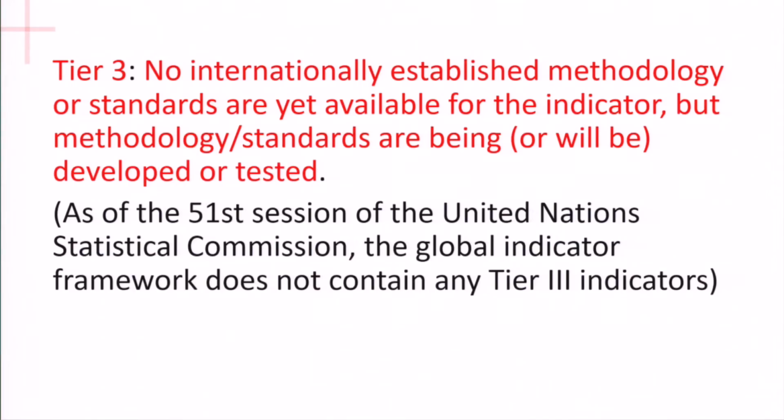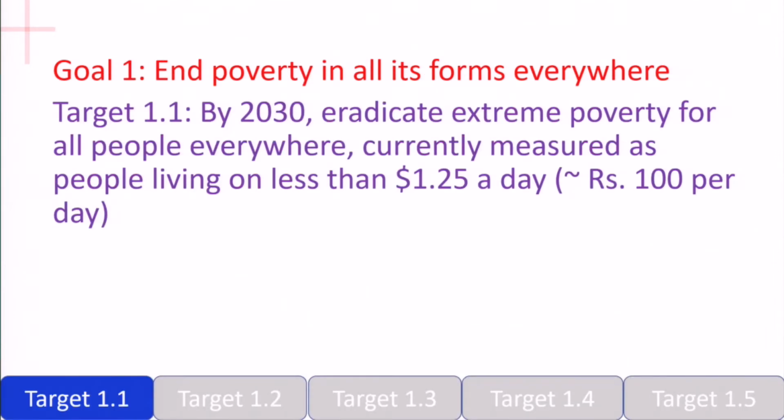Now, for a tier 3 indicator, no internationally established methodology or standard is available for this indicator, but methodology and standards are being developed and tested. At least as of the 51st session of the United Nations Statistical Commission, the global indicator framework does not contain any tier 3 indicators. So, they have tried to establish all the indicators in terms of tier 1 and tier 2.